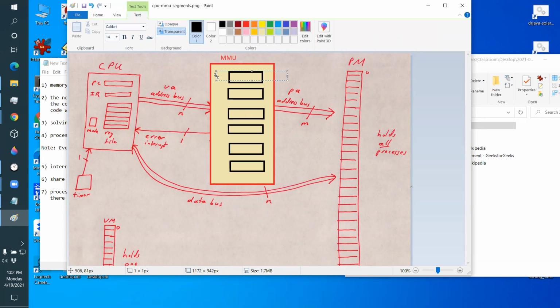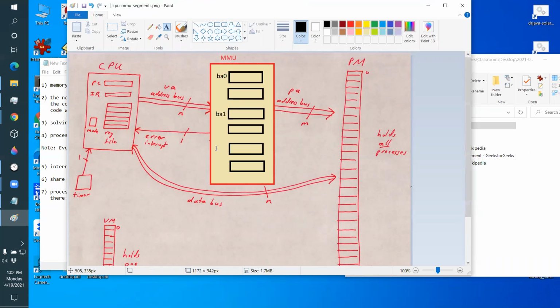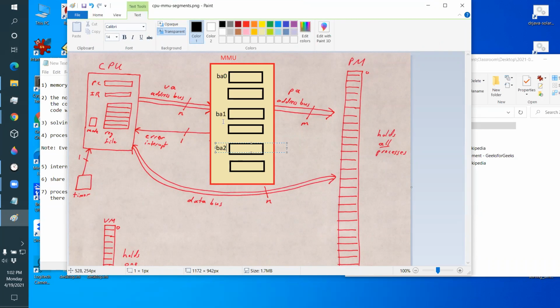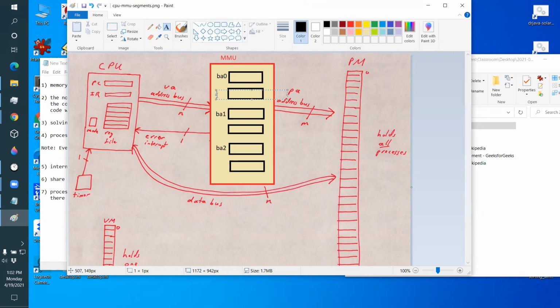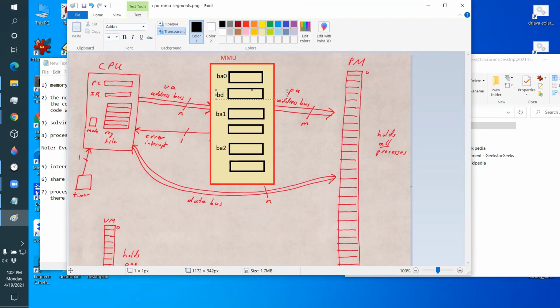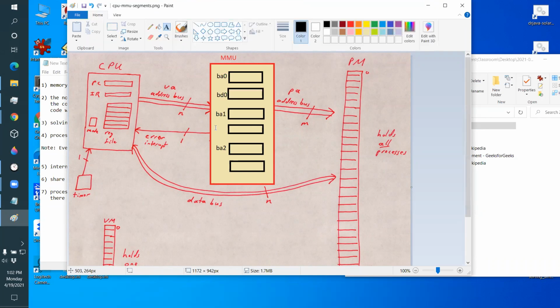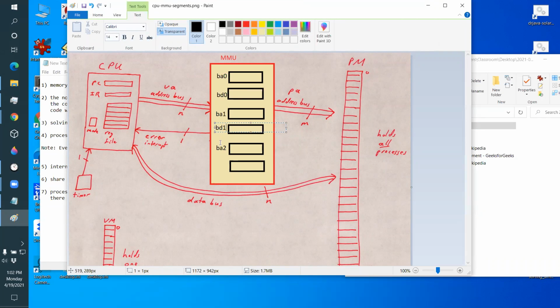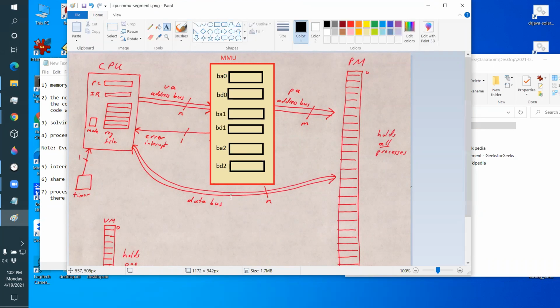So call this base 0, base 1, and base 2, and then call these bound 0, bound 1, and bound 2. So 3 pairs of base and bounds. Now, let me put a process in memory.